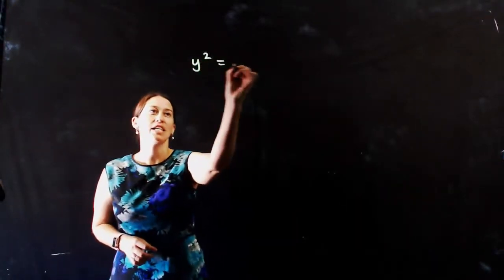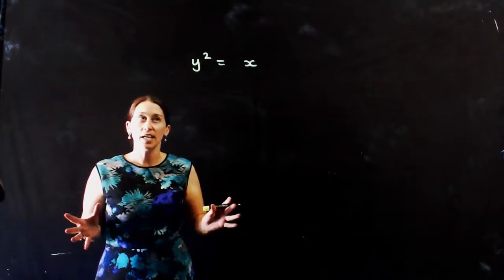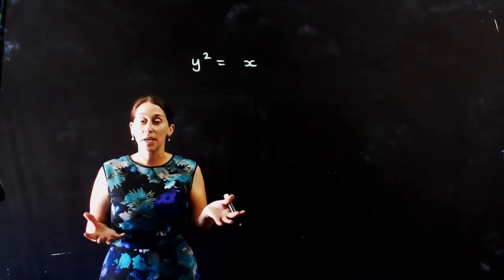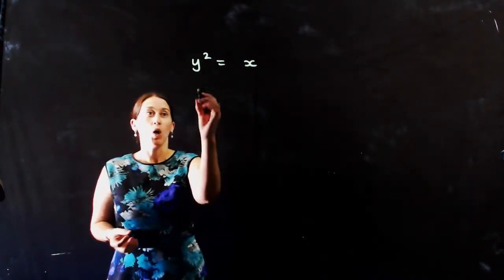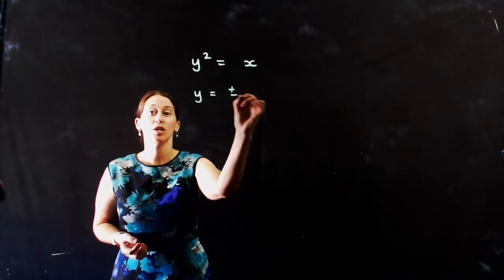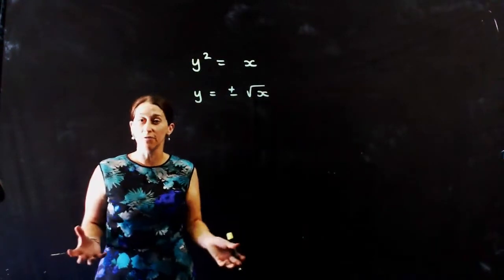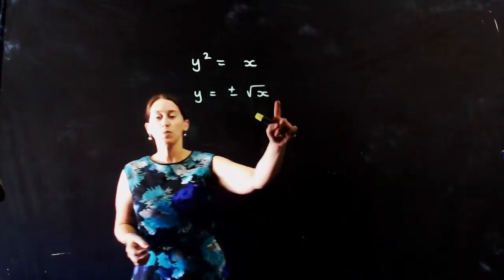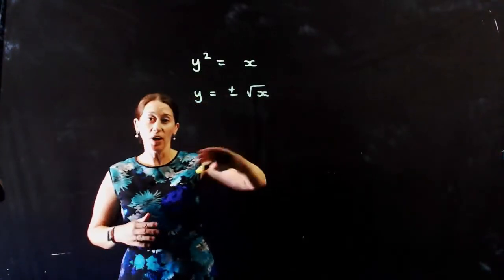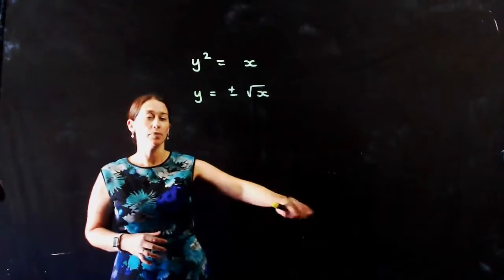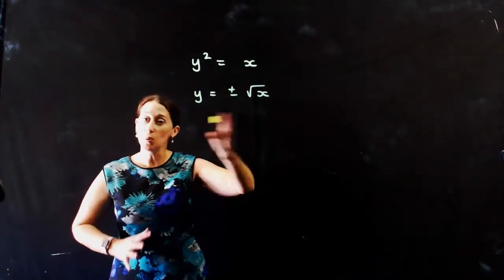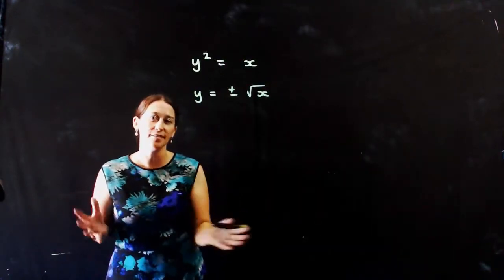Today we're going to look at the graph of y squared equals x. Now you might be saying, well, if I was to rearrange that to make y the subject, I'm going to get y equals plus or minus the square root of x. So what's the difference? Well, this one has an upper and a lower arm. This one is the whole parabola. So this is a parabola that's sitting on its side.